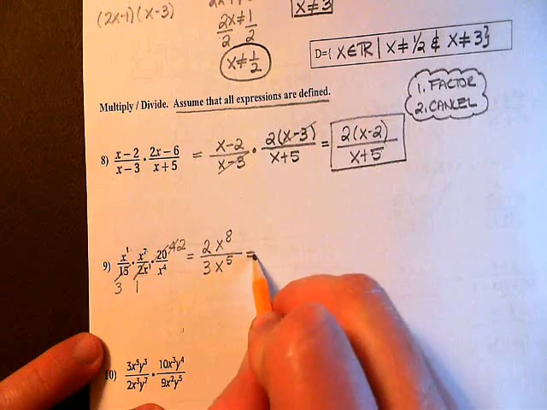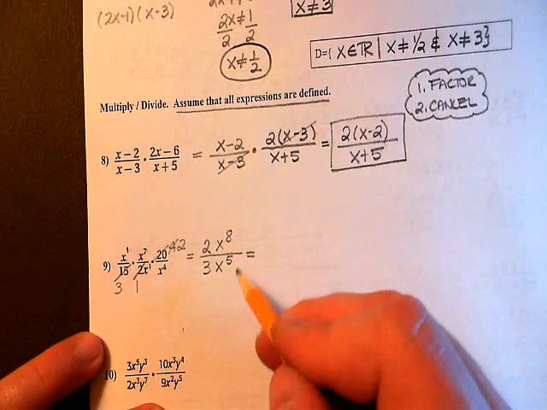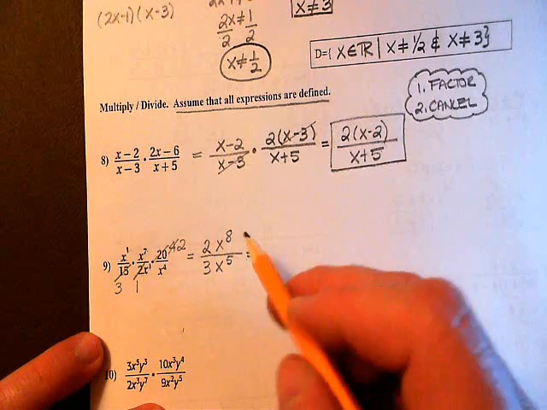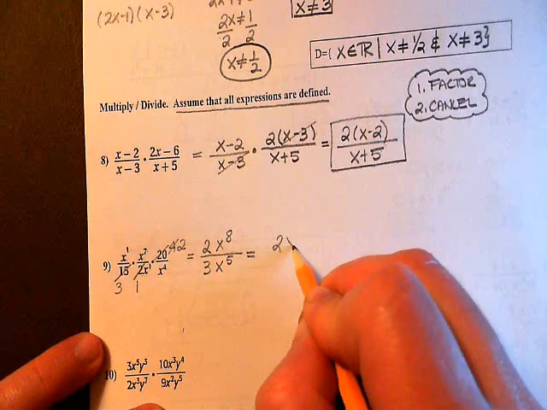Okay, now we're going to do what I was telling you. We're going to do the division. And since I have an 8 and a 5, and the 8 is bigger, that means the x is going to stay on top.